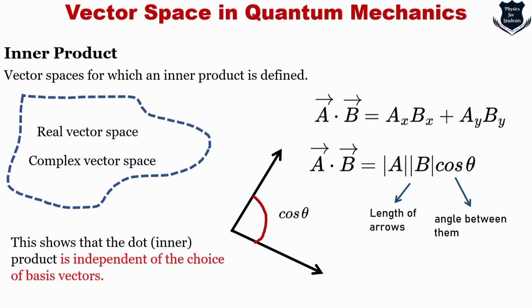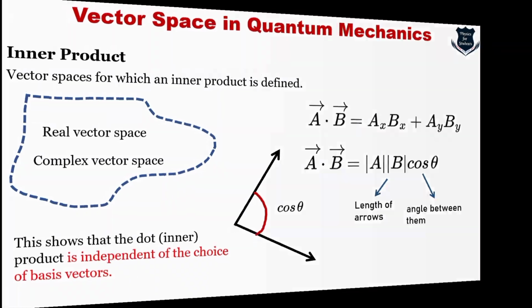What is important is that the inner product, or you can say the dot product, is independent of the choice of basis of vectors. So whatever vectors you are choosing or selecting, it is independent. Because we are understanding vector spaces, we are interested in those which have got a kind of inner product. This diagram and the blue dot show the real vector space and the complex vector space and how the inner product operates.